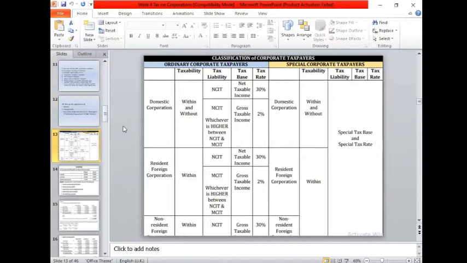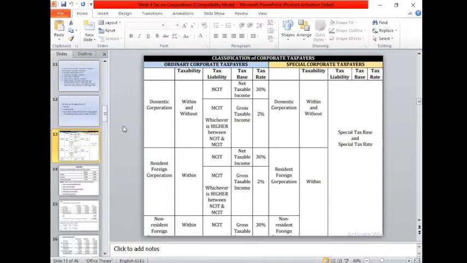So look at this matrix of the classification of the corporate taxpayers. It is composed of the ordinary corporate taxpayers and the special corporate taxpayers, just like individuals, okay? So let's discuss first the left side, which is the ordinary corporate taxpayers. They are subject to normal or basic tax. We all know that if the ordinary corporate taxpayer is a domestic corporation, whatever income within and outside the Philippines is subject to Philippine corporate tax.